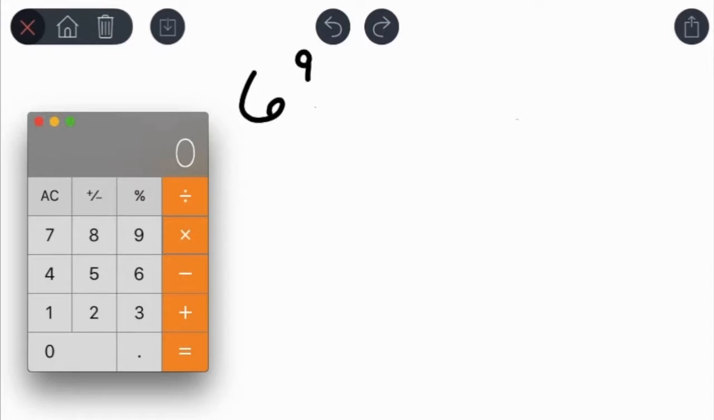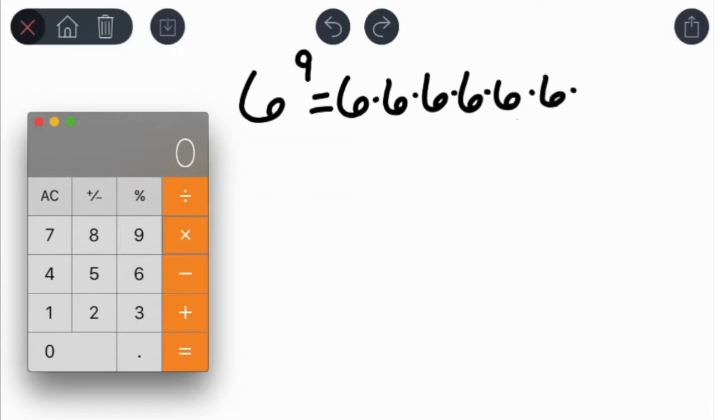So, how could we use a basic calculator to solve an exponential statement? Well, first we're still going to need to write out the exponential statement in expanded form. So here we have 6 to the 9th power, or 6 to the 9th. So we're going to write that as 6 times 6 times 6 times 6 times 6 times 6 times 6 times 6 times 6. So 6 is our base. That's the factor we'll be repeating. And we have it 9 times. Our exponent's 9, so we write it out 9 times.